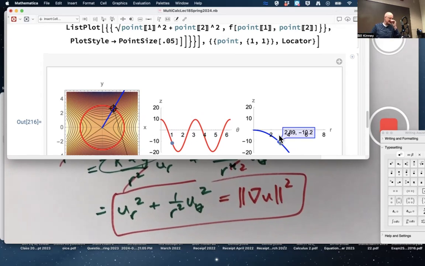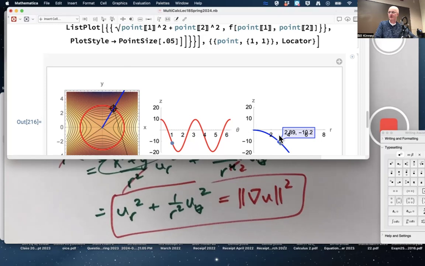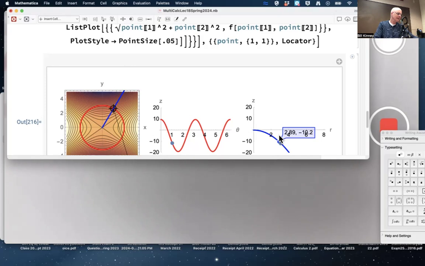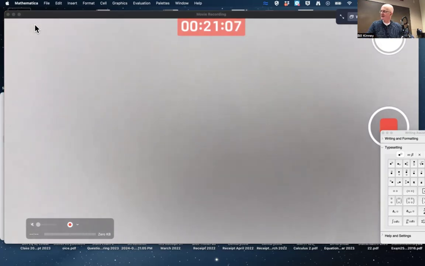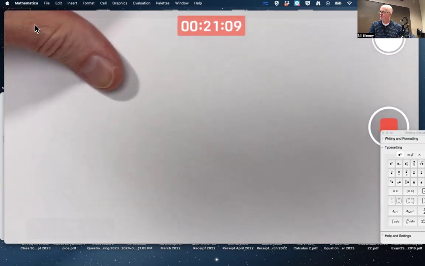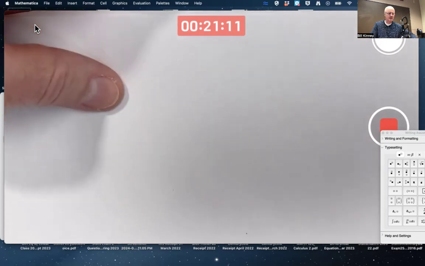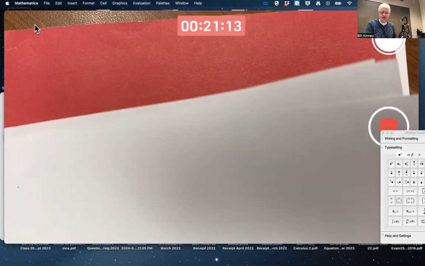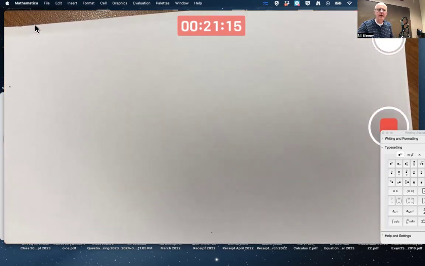This is showing you the problem-solving process for doing this kind of thing. Polar coordinates is useful for more than just doing double integrals, as we're going to use it later in the course. Plugging in points would give you numerical values too. You can certainly plug in points to find numerical values of the derivatives here.